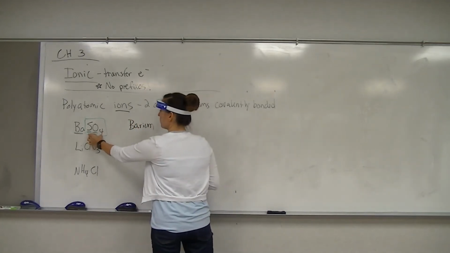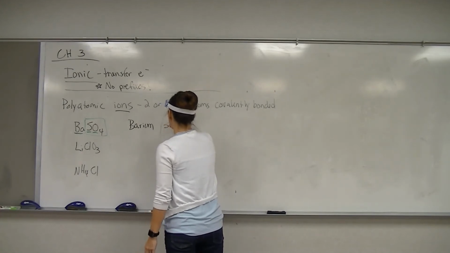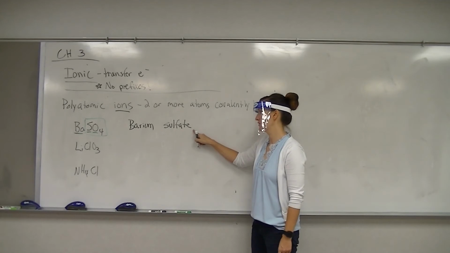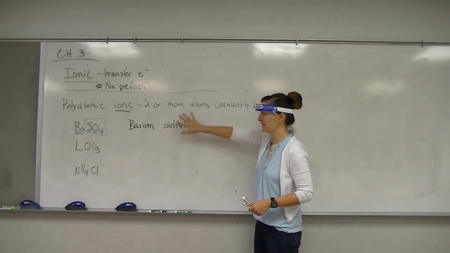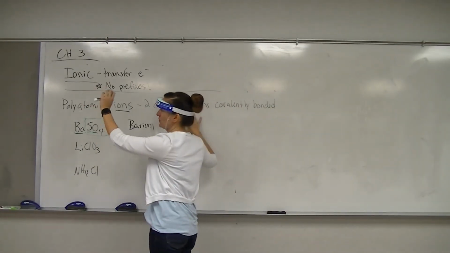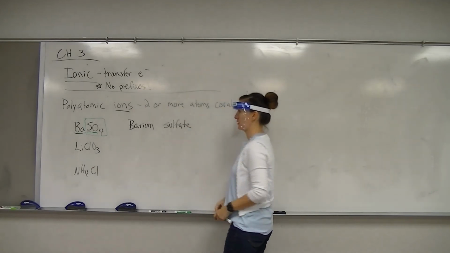And then SO4, since it's a polyatomic, I find it on the polyatomic table, and I just write the name of it, just how it's written on the table. So barium sulfate. I don't add an IDE ending, nothing like that. We only add IDE endings if it's a non-metal from the periodic table. The polyatomics would be just how they are.